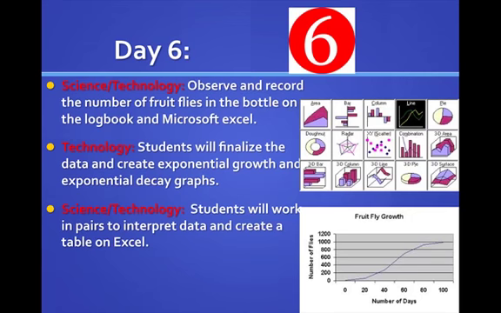Day 6, students will observe and record the number of fruit flies in the bottle on the logbook and Microsoft Excel. They will finalize the data and create an exponential growth and exponential decay graph using Microsoft Excel, as you can see right here. They also group together to interpret the data. So what does it mean having the number of days that yields a high number of fruit flies, but eventually just kind of leveled off flat? I mean, what does that mean?